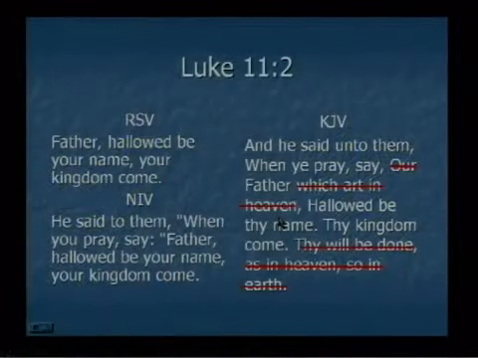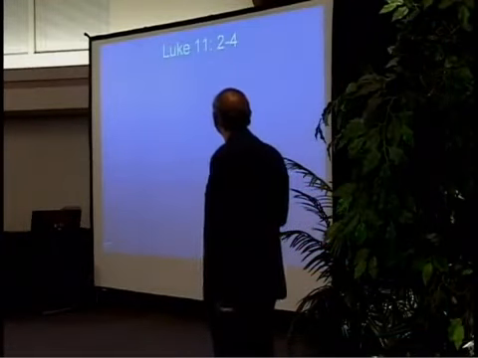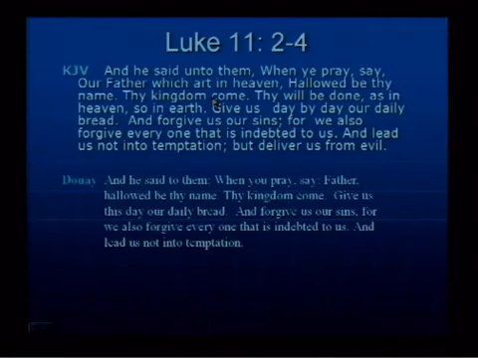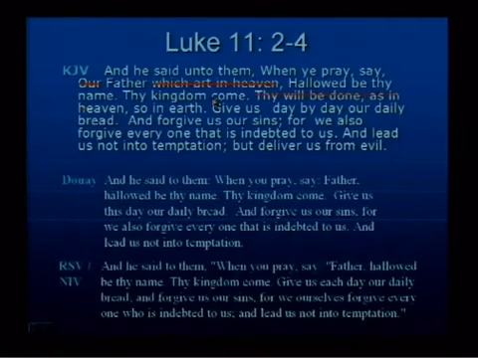You can have the Pope as Father. But here you can't, because our Father who art in heaven cannot be the Pope. So, let's take those verses out. Luke 11:2-8. And he said unto them, when you pray, the same story, you'll see all those texts in the RSV and the NIV, they're all taken out.